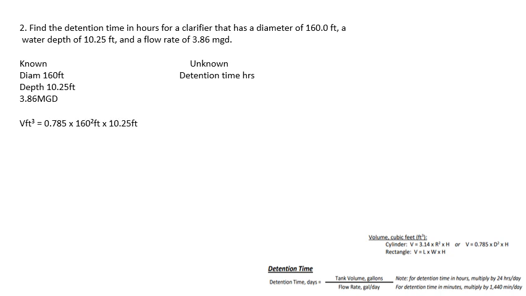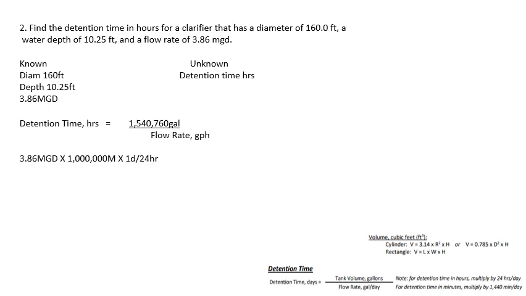Plugging in the information we have, 0.785 times 160 foot squared times 10.25 feet gives you 205,984 cubic feet. Again, we're looking for gallons. There's 7.48 gallons per cubic foot. Multiply those together, and you get an answer of 1,540,760 gallons.